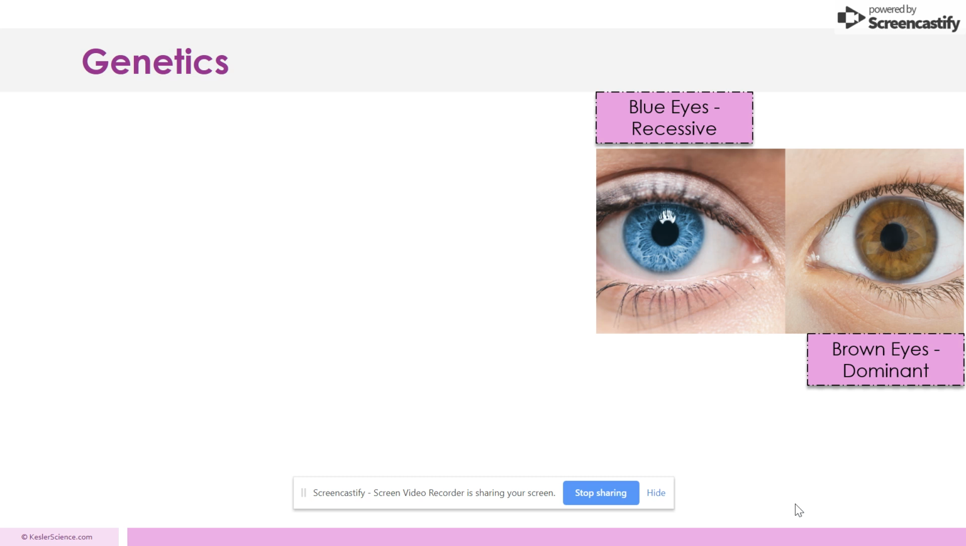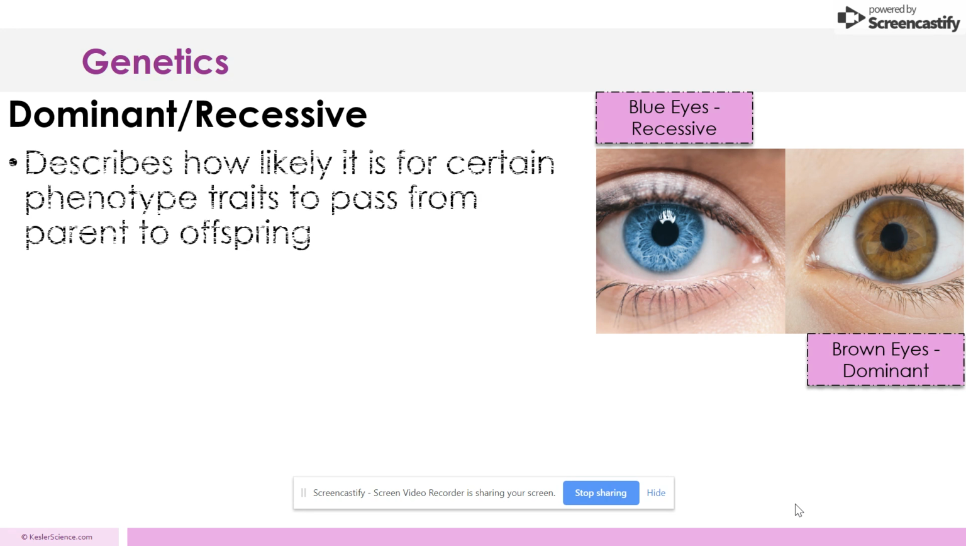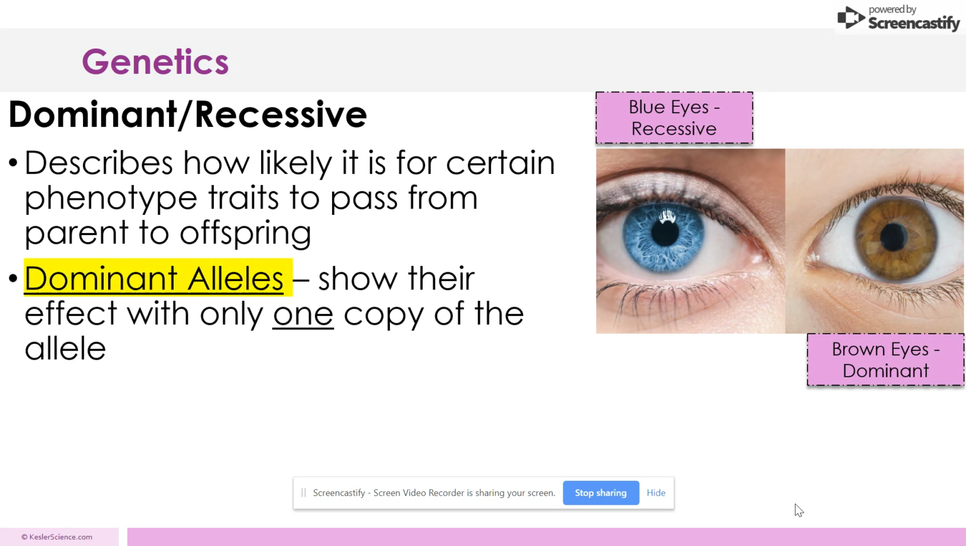Hi, friends. In part one of human genetics, we looked at some vocabulary. Specifically, we looked at genotype, phenotype, and we began looking at dominant versus recessive. Dominant versus recessive, these should be familiar words to you guys. These describe how likely it is for a certain phenotype to be passed down from parent to offspring.